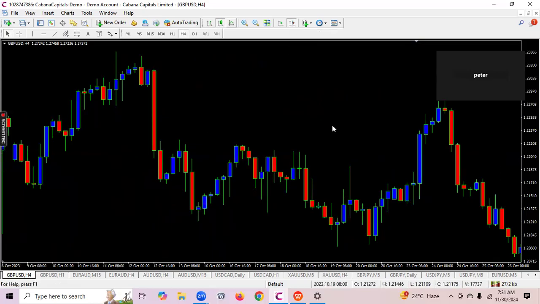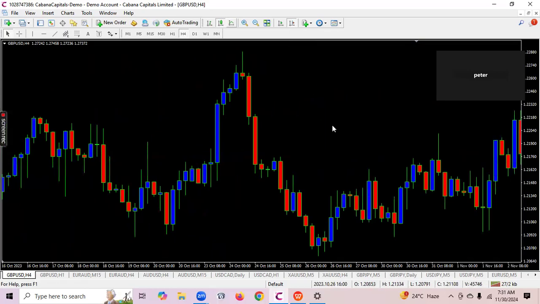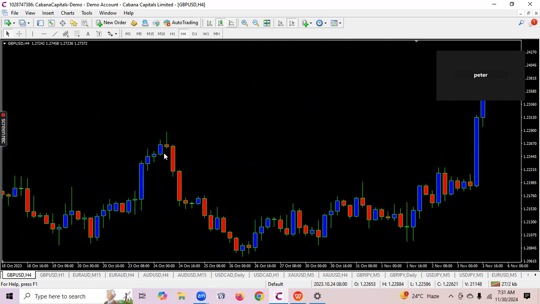So the next candlestick pattern I want to talk about is the shooting star. This candlestick is called the shooting star. You can see it's a hammer, but this is an inverted hammer. So when an inverted hammer forms in an upward trend, it is called a shooting star.